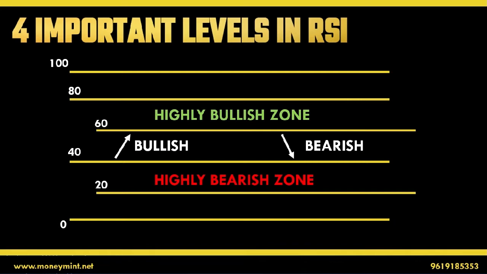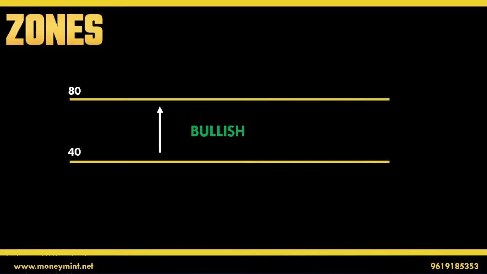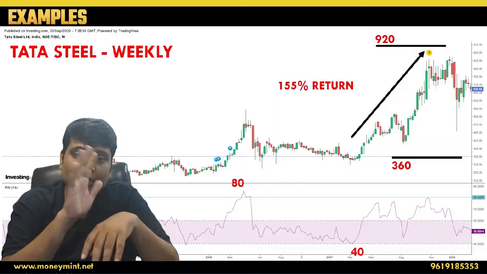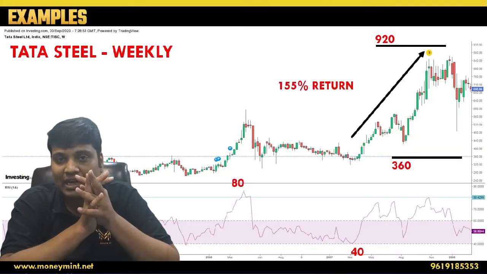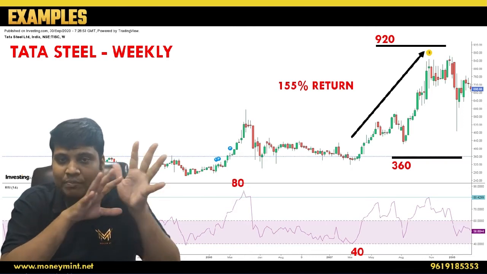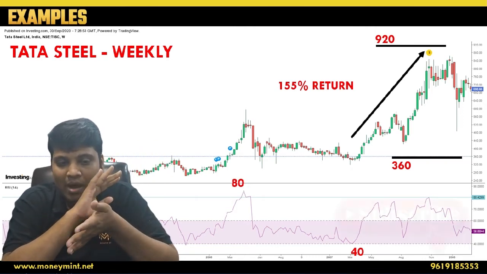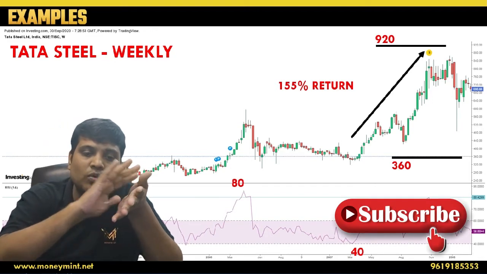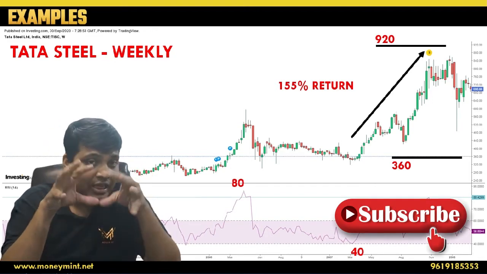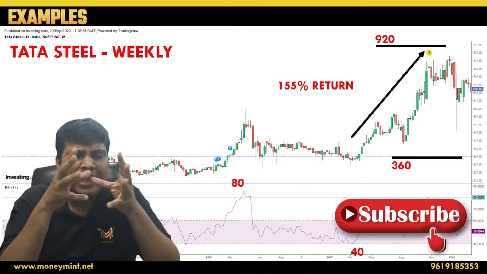So let us first understand what exactly I mean by the bullish zone. As I told, 80 and 40 are the important levels for the bullish zone. So how do we see it on the chart? Here is an example of the Tata Steel chart. Now you see the market was heading upward. The market broke all the levels and went towards 80.